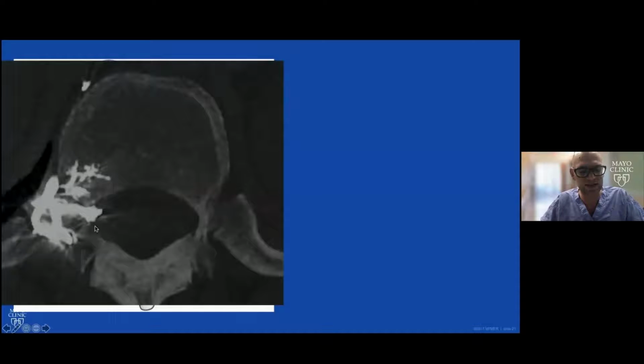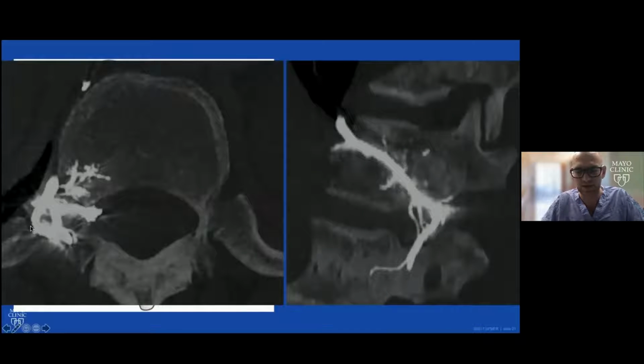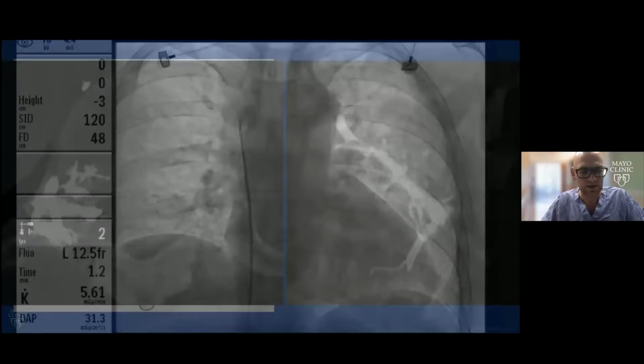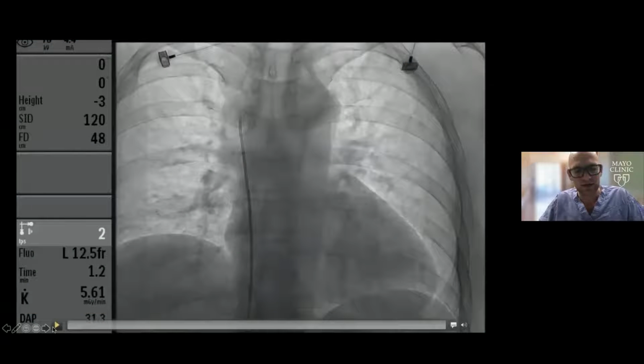And then here's just a nice onyx cast showing how we get all that redundancy. Basically anywhere where a CSF venous fistula could be filling is blocked off with the onyx glue. Here's a nice picture on the lateral. Here, I'm going to show you one more thing, and then I'll go into some of our results.